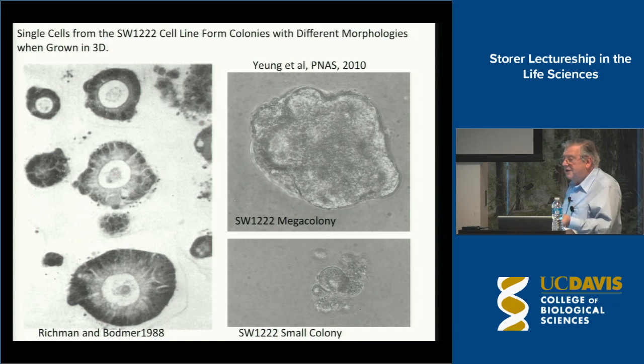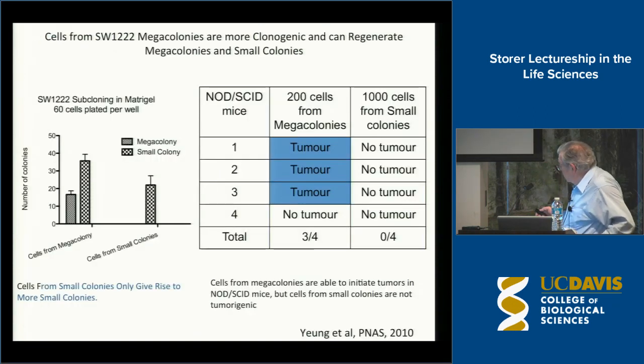A cell line is not like a chemical reagent. A cell line has heterogeneity, much of which is not connected with genetic heterogeneity, but actually with the propensity to differentiate. So if you take this particular cell line and you subclone it in Matrigel, you can take the cells from the big differentiating colonies and replate those. And if you do that, they reform some of the large colonies and some of the small colonies. If you take the cells from the small colonies, they can't reproduce. They just give some small colonies and none of the large differentiated colonies.